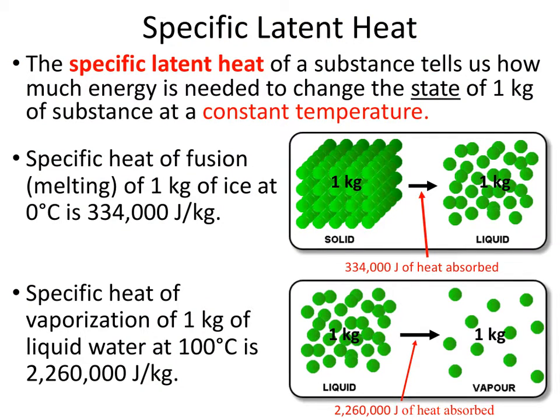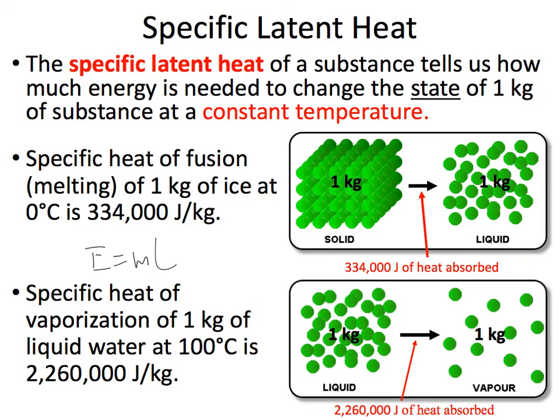So when we look at here, the energy that is required to move a substance from a solid to a liquid or a liquid to a gas depends on the mass. So we use this equation, E is equal to mL. M is the mass, and L is your specific latent heat. Now, specific latent heat is the amount of energy needed to change the state of 1 kilogram of substance at a constant temperature.